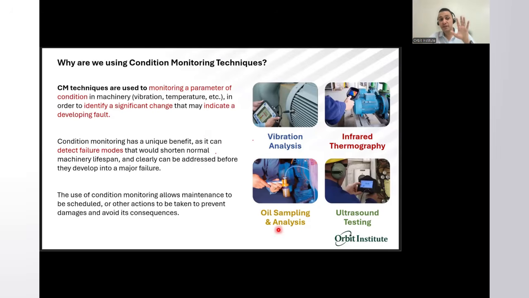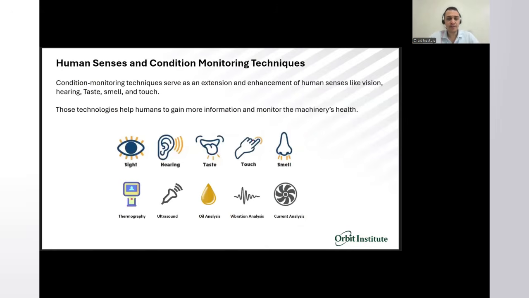Okay, so condition monitoring has a unique benefit as it can detect failure modes. These failure modes would shorten the normal machinery lifespan and clearly can be addressed before they develop to a major failure. There are a lot of condition monitoring techniques. However, the very well known ones are vibration analysis, infrared thermography, and of course oil sampling and analysis, ultrasound testing, as well as motor current analysis and some other techniques like motion amplification and so on.